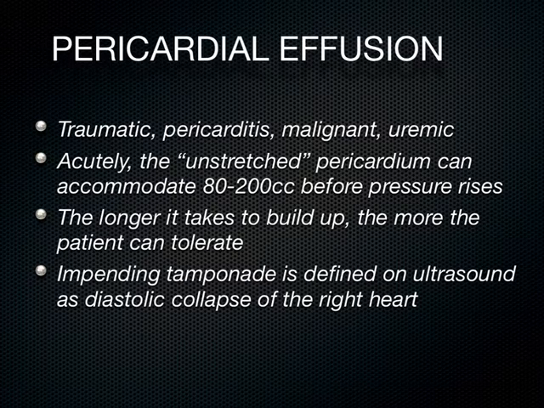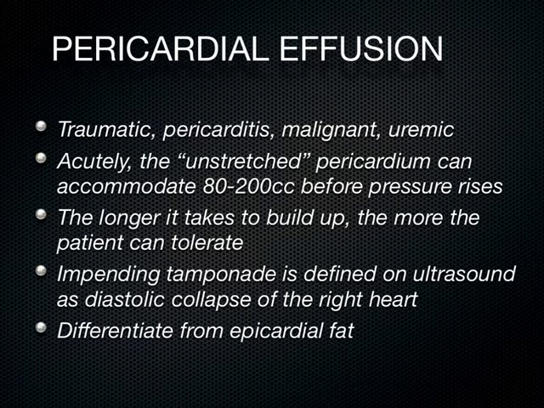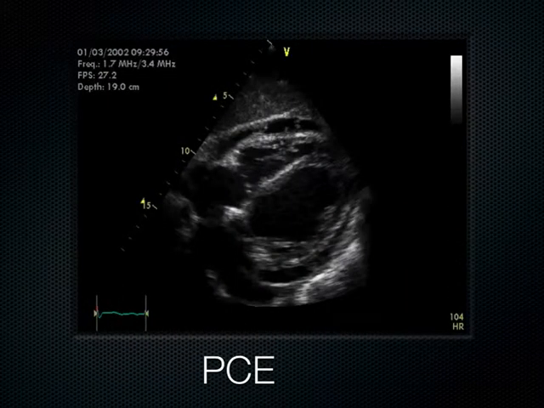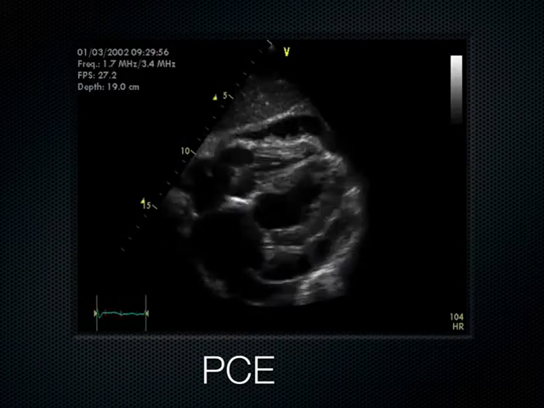And what you're looking for is diastolic collapse of the right heart. So as you know, during diastole, when you expect the ventricle to fill, it actually tents downward. It looks like a trampoline, like somebody is standing on the right heart, jumping up and down on it. You have to differentiate this from epicardial fat, which can sometimes be difficult to do.